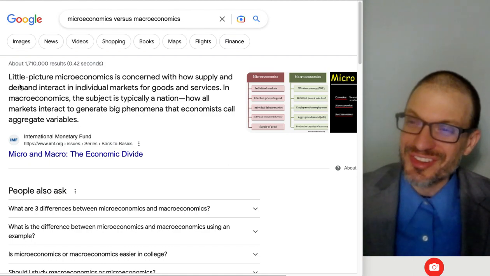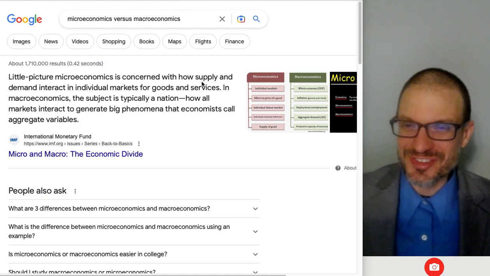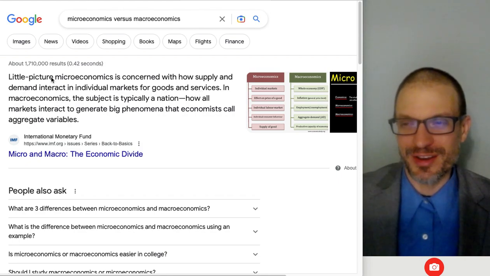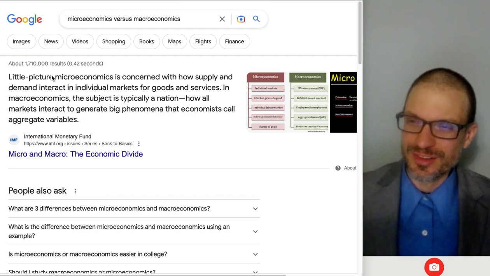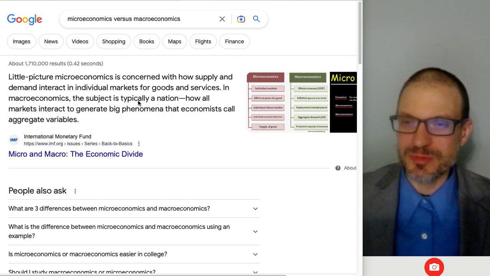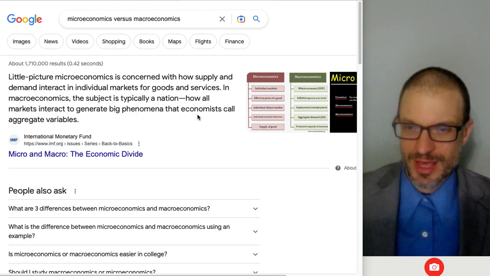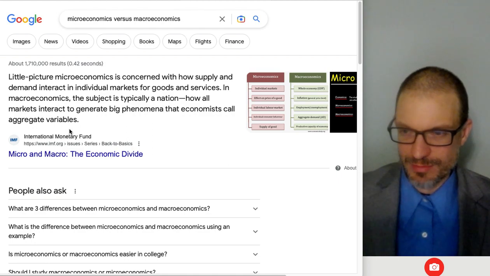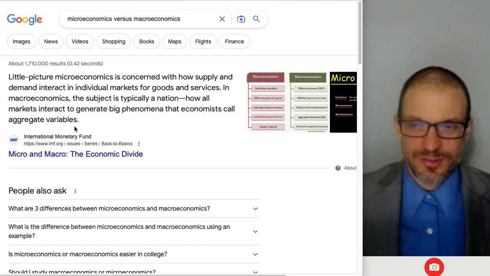So here's what it says. "Little picture in microeconomics is concerned by how supply and demand interact with individual markets for goods and services." That's not bad, other than I wouldn't call it little picture. That's weird. "In macroeconomics, the subject is typically a nation, how all markets interact to generate big phenomena economists call aggregate variables." Yikes.